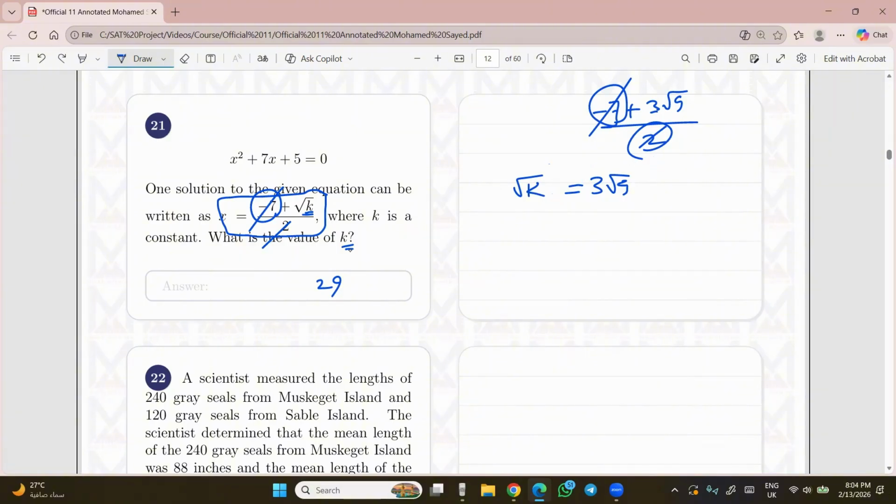But in our case, you're lucky because everything is identical in your answer on the calculator and in the question itself. So the answer is 29.